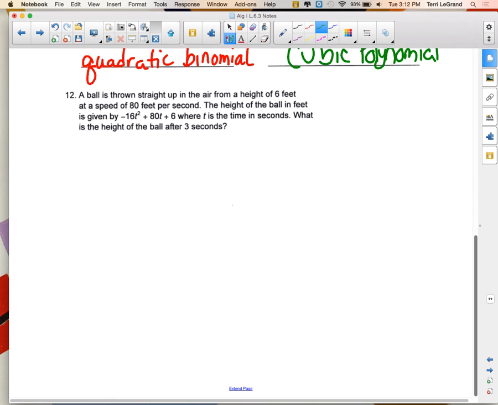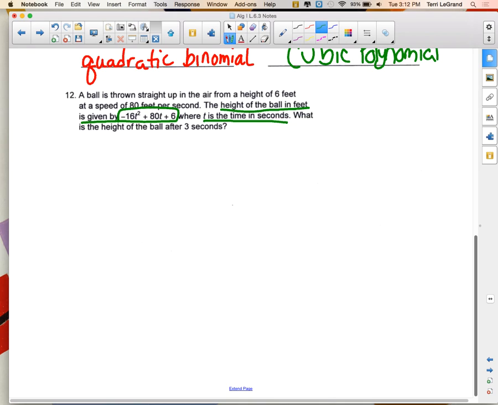The height of the ball, look at this, this is important. The height of the ball in feet is given by that polynomial right there. Negative 16t squared plus 80t plus 6. T is the time in seconds.